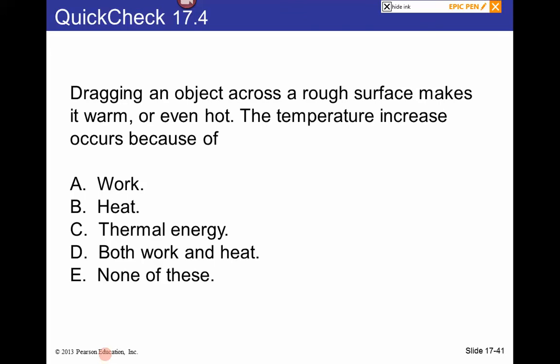So we have a question here. Dragging an object across a rough surface makes it warm or even hot. The temperature increase occurs because of work, heat, thermal energy, both work and heat, or none of these. Take a minute.